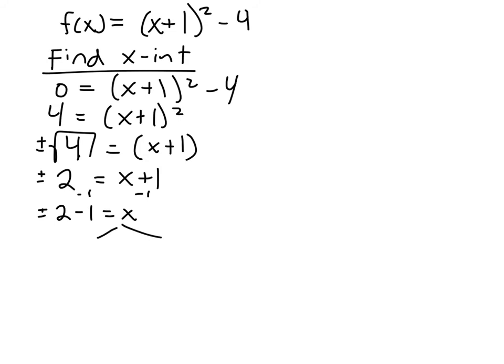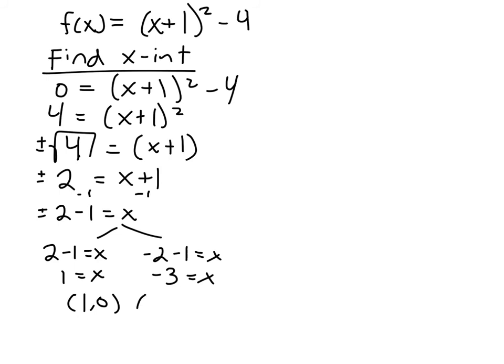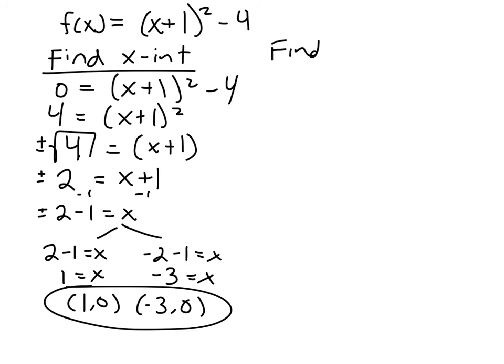I'm going to break this down into 2 parts now, the positive and then the negative 2. So 2 minus 1 is 1, and negative 2 minus 1 is negative 3. So I have 2 x-intercepts: (1, 0) and (-3, 0). Those are the 2 x-intercepts. Now let's find the y-intercept.